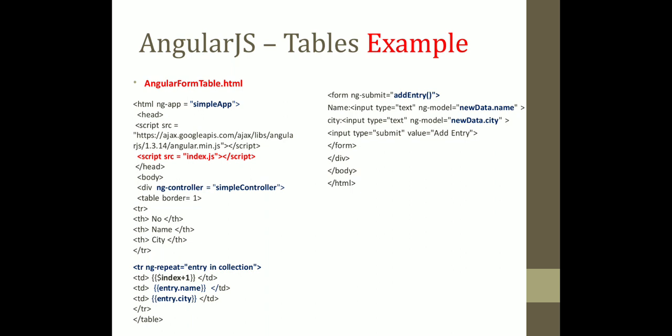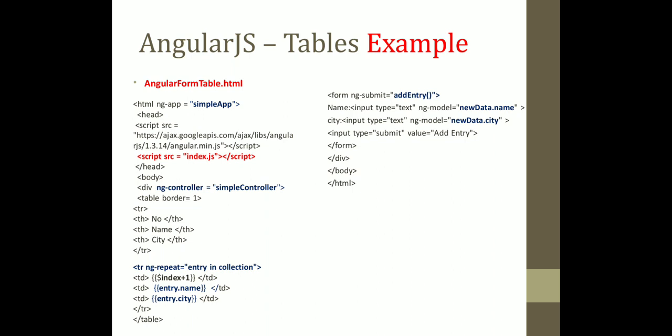So what we will do, tr ng-repeat equals entry in collection. We have used that ng-repeat directive here in the table row. ng-repeat equals entry in collection, and with the expressions in the table, $index plus 1. So $index is your variable, and $index plus 1 will be for your number column. Then entry.name, entry.city, and the table row and table tags are closed.